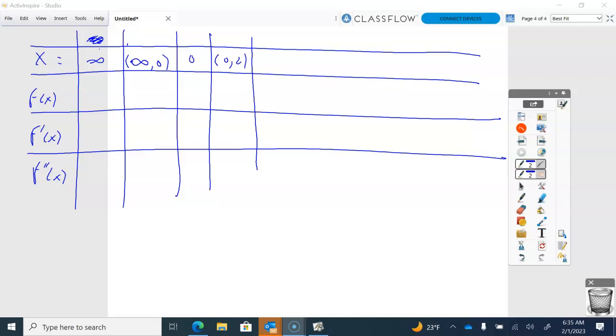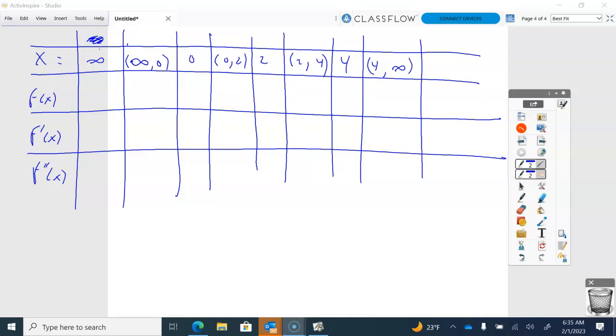Okay. Then I got x equals 2 is interesting to me. I've got 2 to 4. I've got x equals 4. I got 4 to infinity. And I've got infinity. All those places are of interest to me.